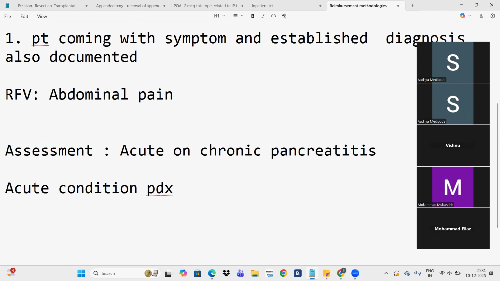Acute renal failure first. Acute renal failure and chronic renal failure, correct? We need to code both. What is the PDX? Acute renal failure. You will get options like: code both, acute is primary; code both, chronic is primary; code only acute renal failure; code only chronic renal failure. Like that you will get.